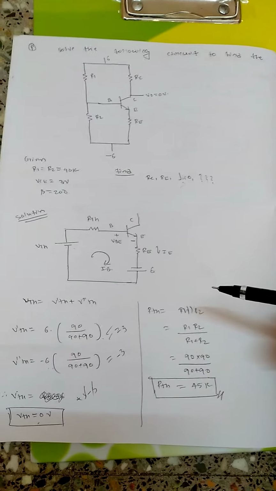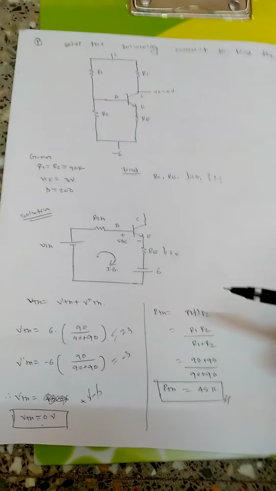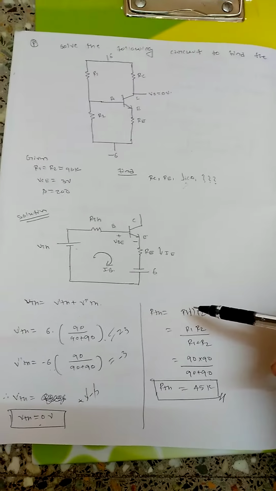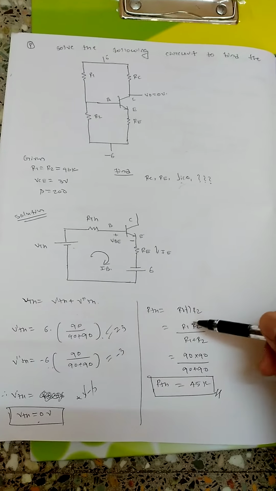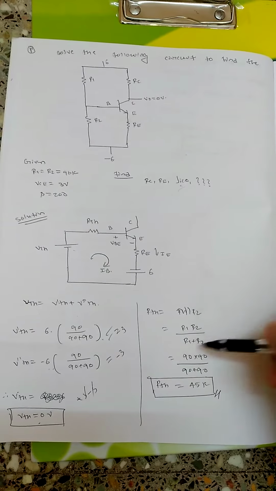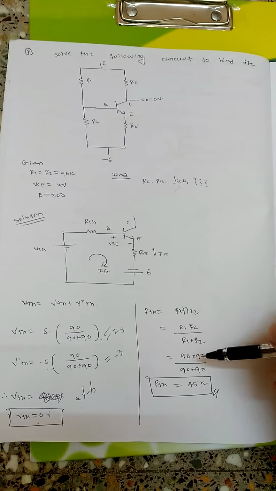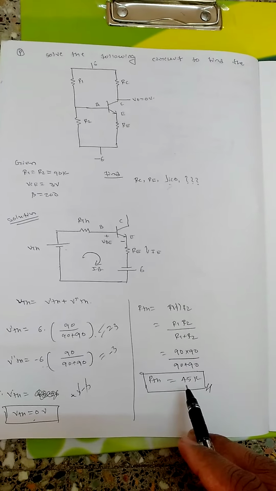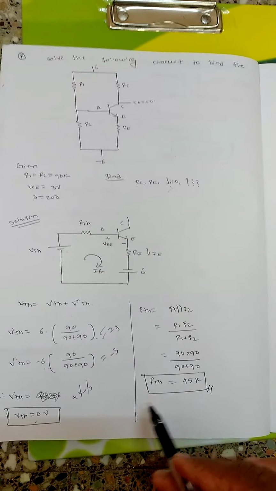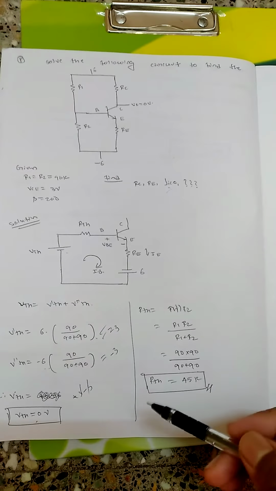So now I need to find out the Thevenin's equivalent resistance, that is RTH. It will be equal to R1 parallel to R2, so R1 into R2 divided by R1 plus R2. Substitute for R1 and R2, that is 90. Okay, so we will be getting 45k. So this is the Thevenin's equivalent resistance which I have got.